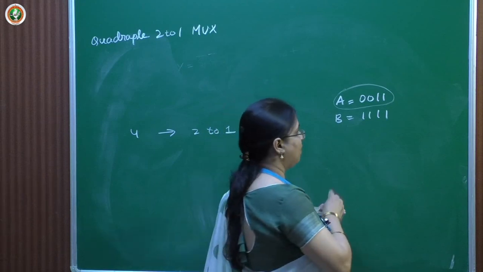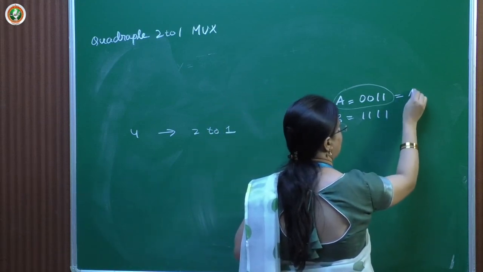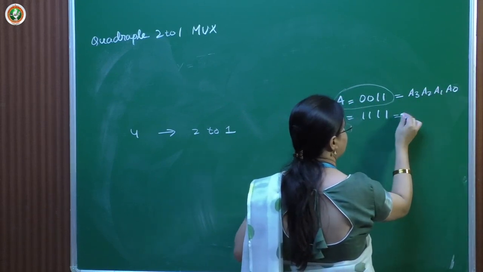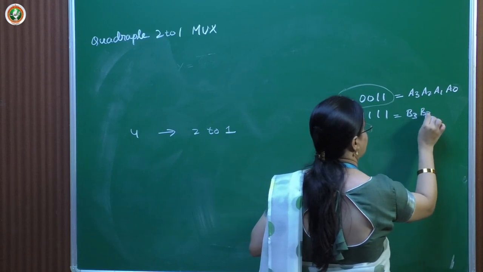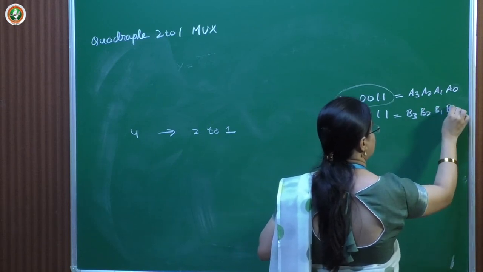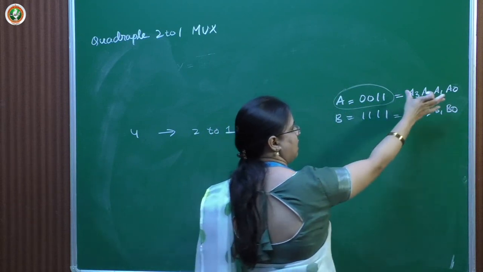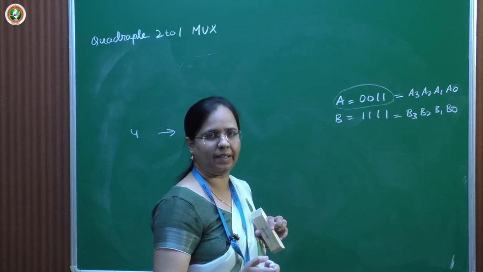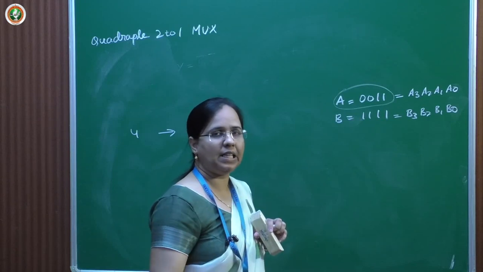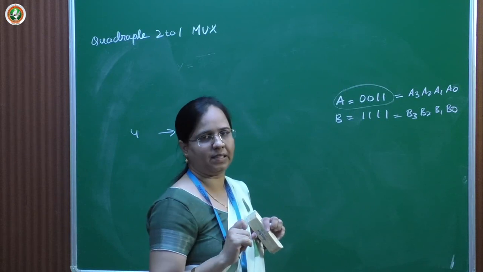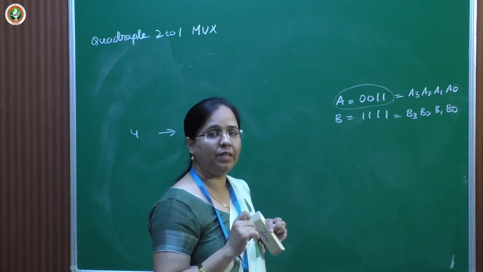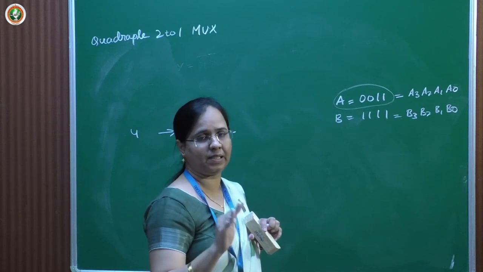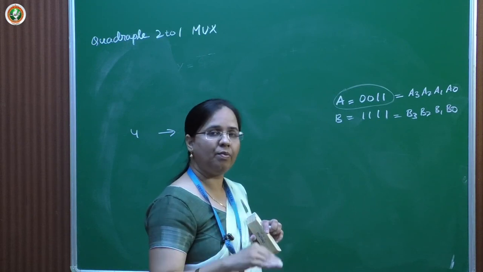So now what can I do? For this, I am going to assign some symbols. I will take it as A3, A2, A1, A0. Then the second one is B3, B2, B1, B0. So now your task is, either this 4-bit A data must be selected or the B 4-bit data should be selected. How can we do that? By designing a quadruple 2-to-1 multiplexer. So what exactly we are trying to do in this quadruple 2-to-1 multiplexer is, obviously we are using 4 multiplexers. What kind of multiplexer?